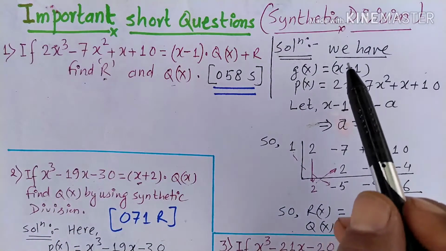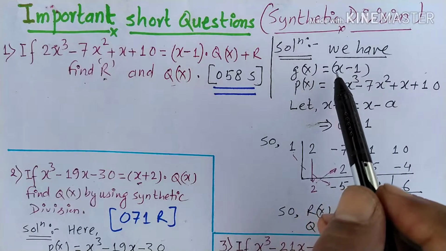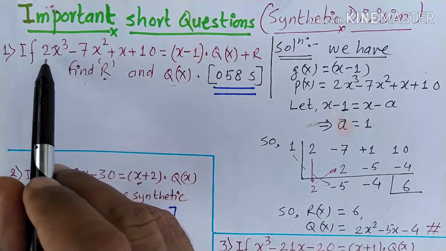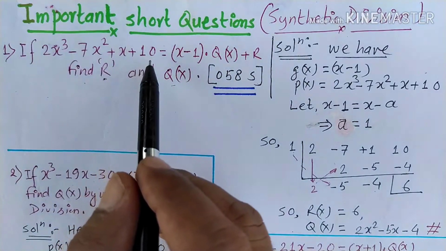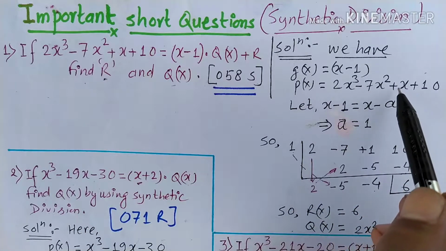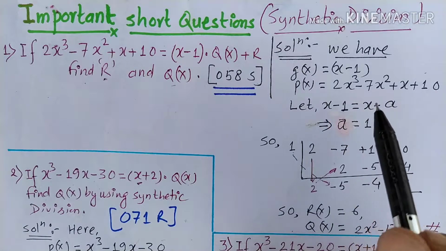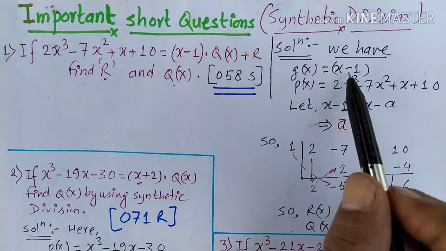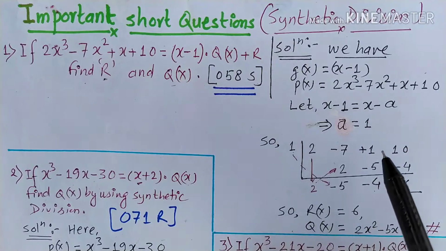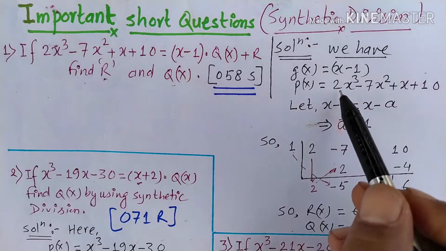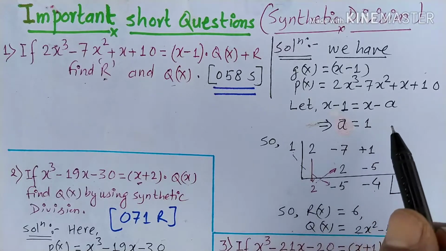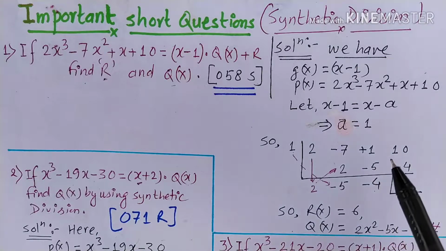Solution is given as we have g(x) is equal to x minus 1. This x minus 1 is the divisor and this term is the polynomial. So p(x) is equal to 2x cube minus 7x square plus x plus 10. Now let us compare divisor x minus a with x minus 1, that is x minus 1 is equal to x minus a. Here you can see this x and x will cancel out and you will get a is equal to 1. This 1 is taken as the divisor.